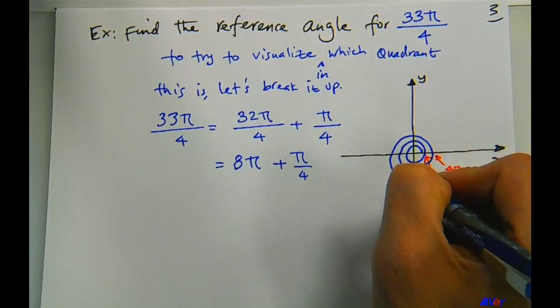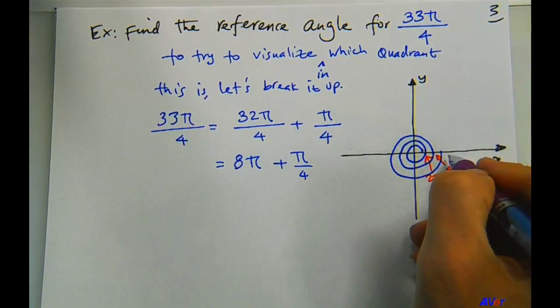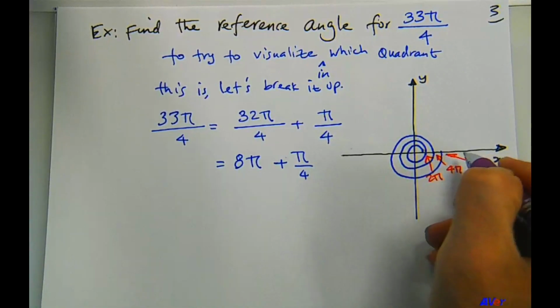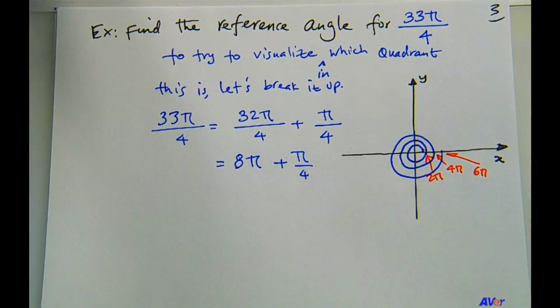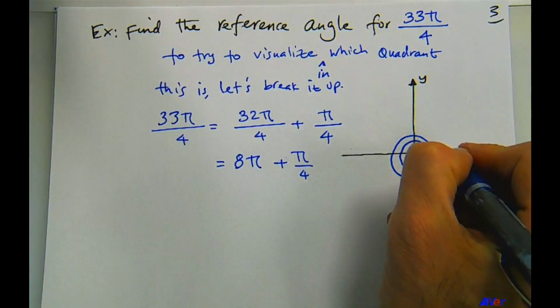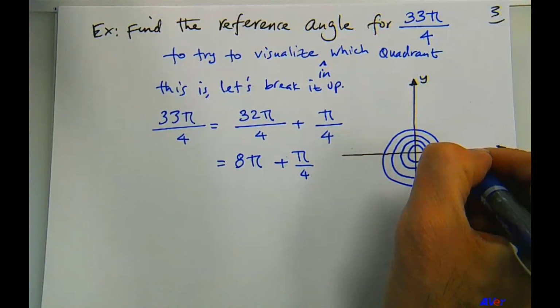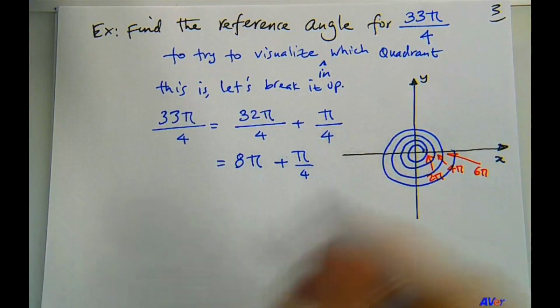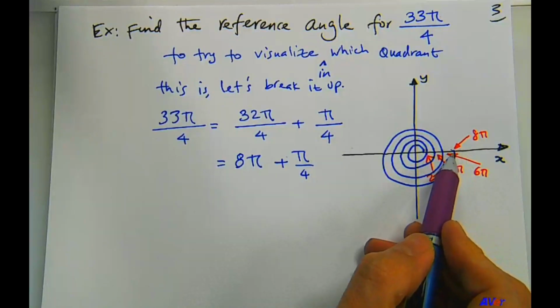So go one more around here. So what is that? Do you know where we are now? If you said 6 pi, you are correct. And then let's continue. And we go there. So what is that? That is 8 pi, right? At 8 pi, we're right there on the x-axis.